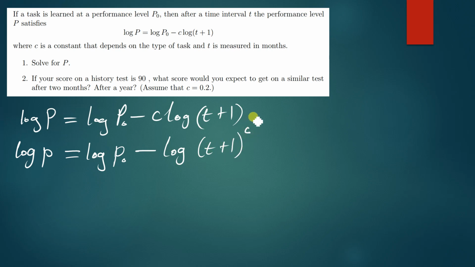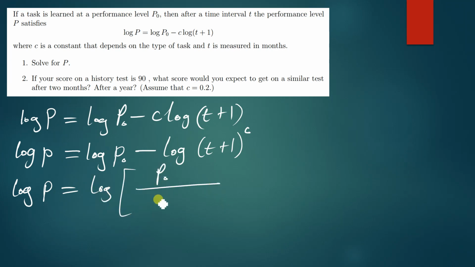C. So if you do that, then we consider this rule again of subtraction. When you subtract two logarithms, it means that you are dividing the functions. So we are going to have log P being equal to log, then we have P0 everything over (T plus 1) to the power C.